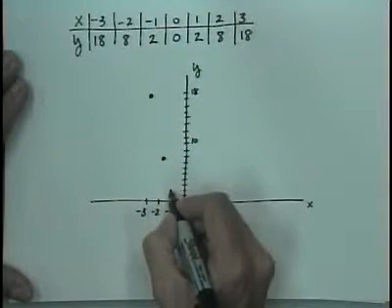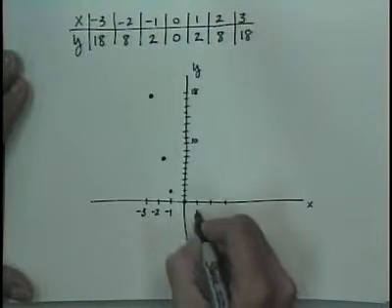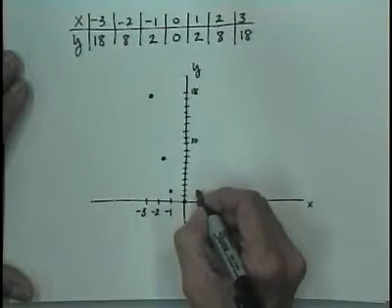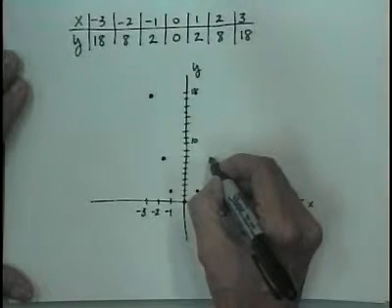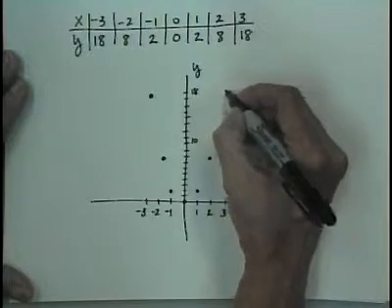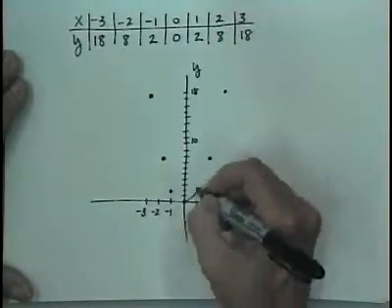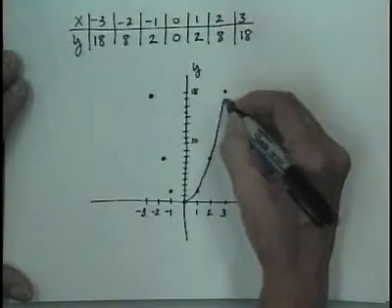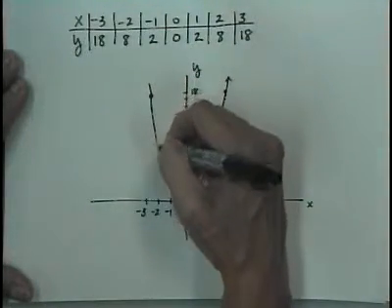-2 is going to correspond to 8. -1 corresponds to 2. 0 to 0. 1, 2, 3. 1 corresponds to 2. 2 to 8. And 3 to 18. And now I need to connect those with a smooth curve, and I'll get the graph of the quadratic function, and that shape is called a parabola.